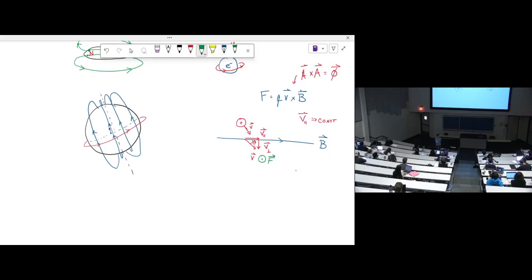And so what I'm trying to get you to see here is that you get this nice little helical motion of your charged particle, where the parallel component of the velocity does not change, but the perpendicular component of the velocity experiences a constant centripetal acceleration, so long as the magnetic field is constant.